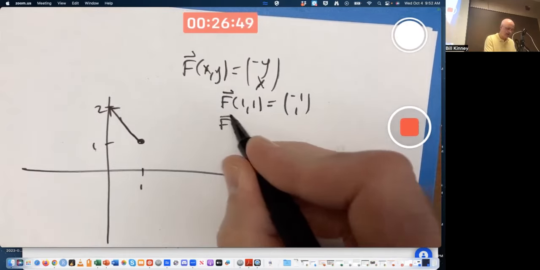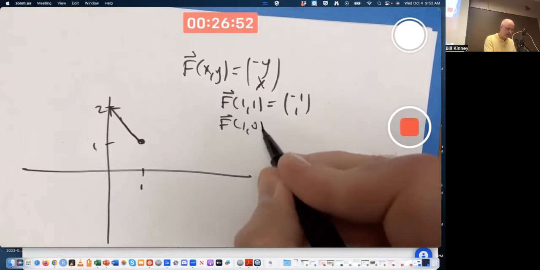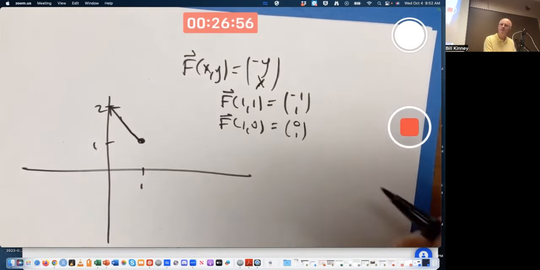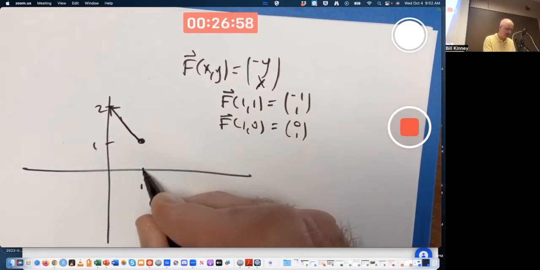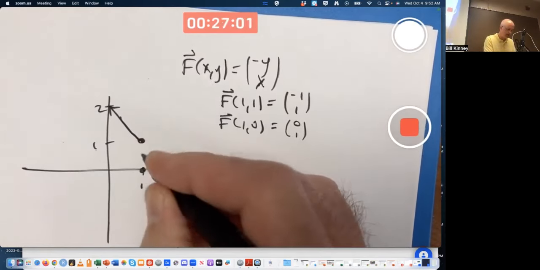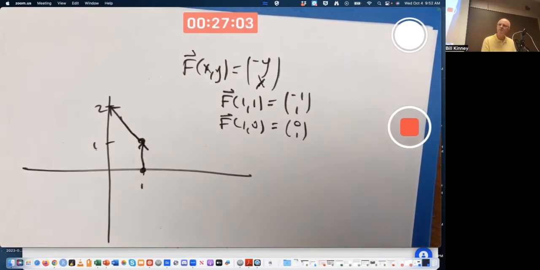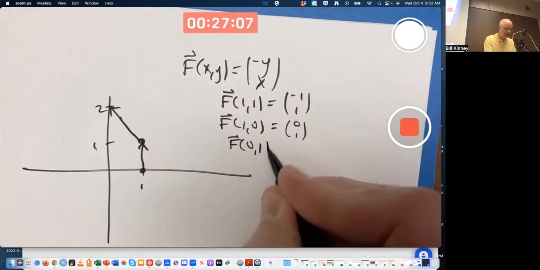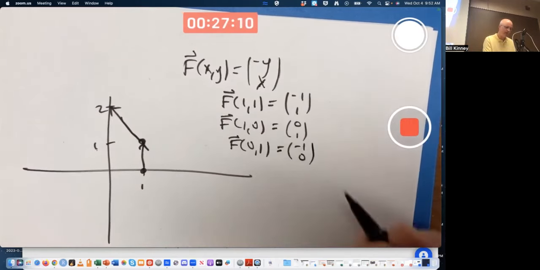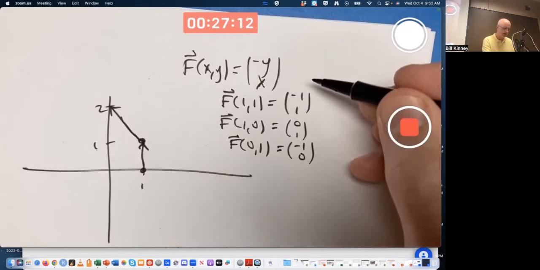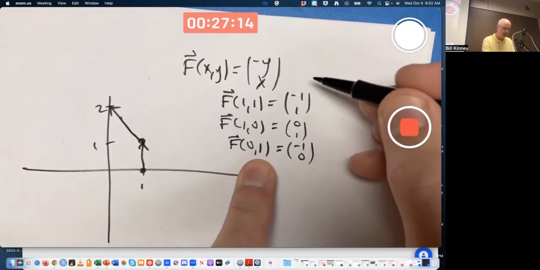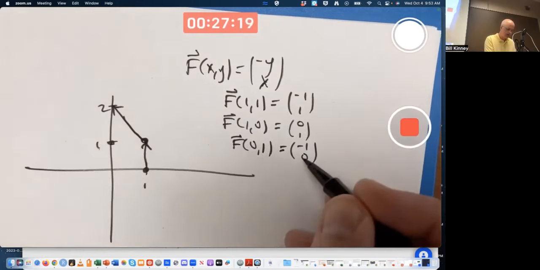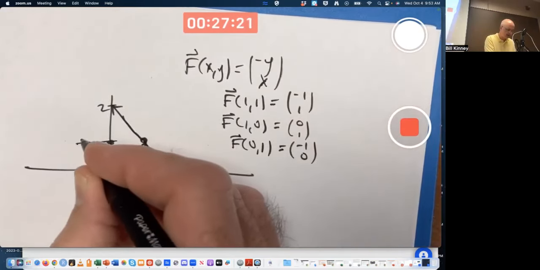F of (1, 0) is (0, 1). At this point, (1, 0), you'd want to draw a unit vector pointing straight up. F of (0, 1), to pick another point, is (-1, 0). I'm just using this formula. Here, x is 0, y is 1. Use the formula, get this vector. At (0, 1), we plot this vector that points directly to the left and is a unit vector.